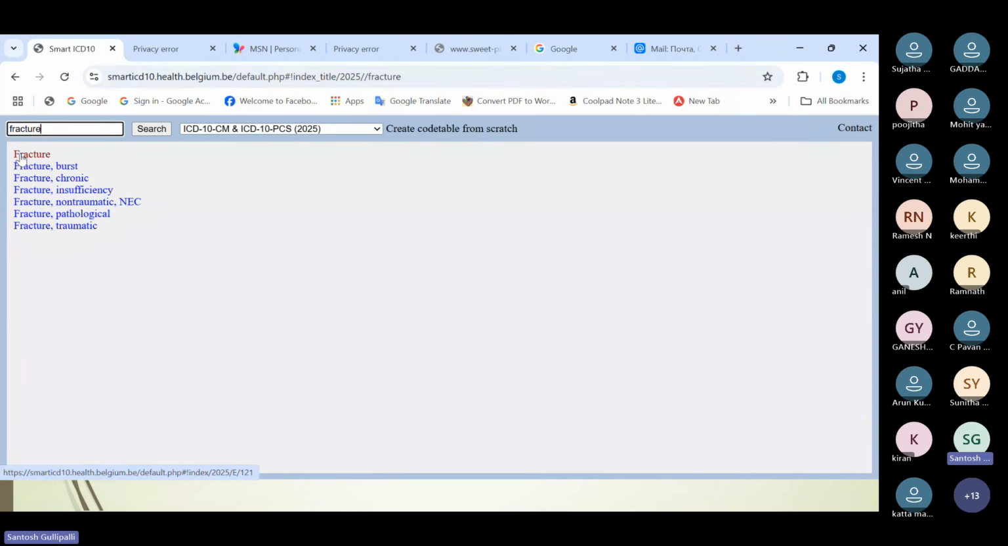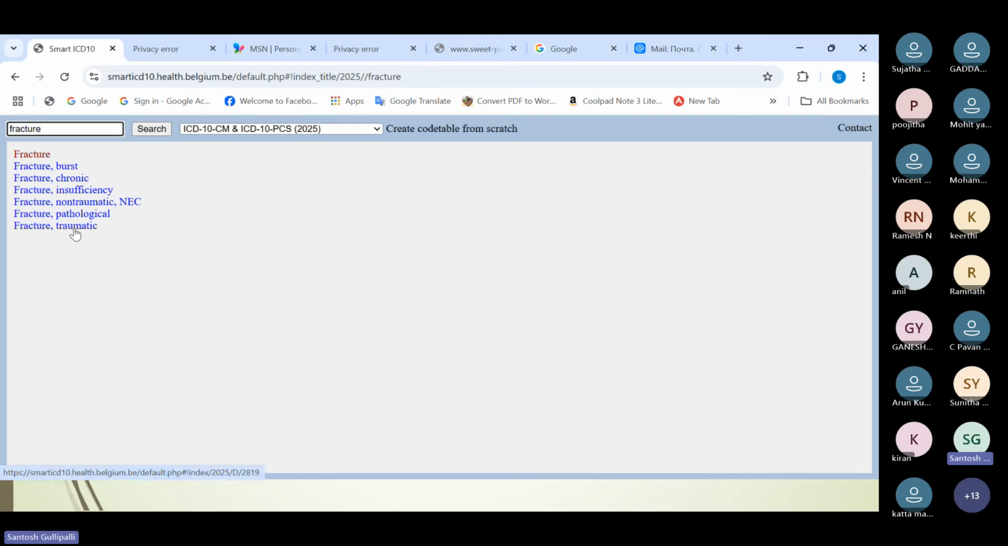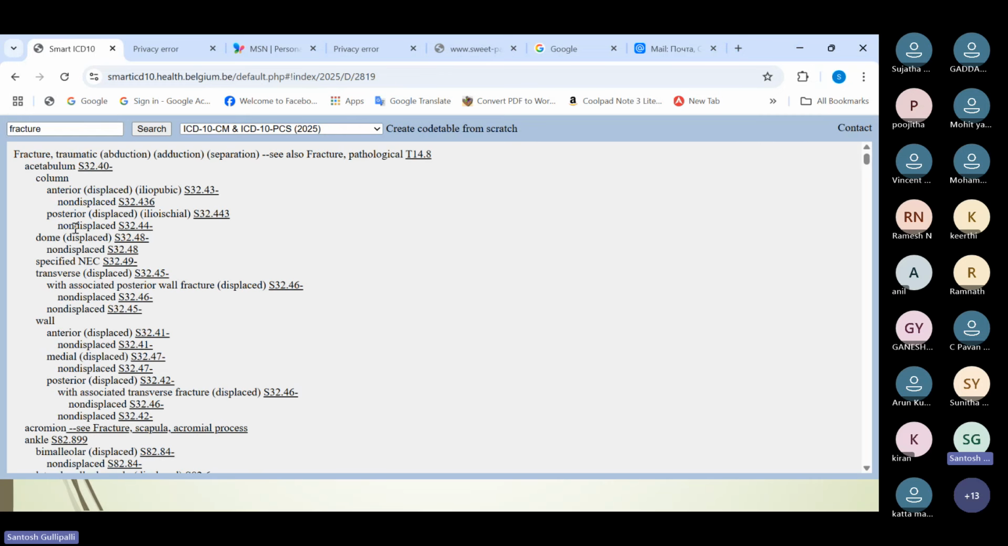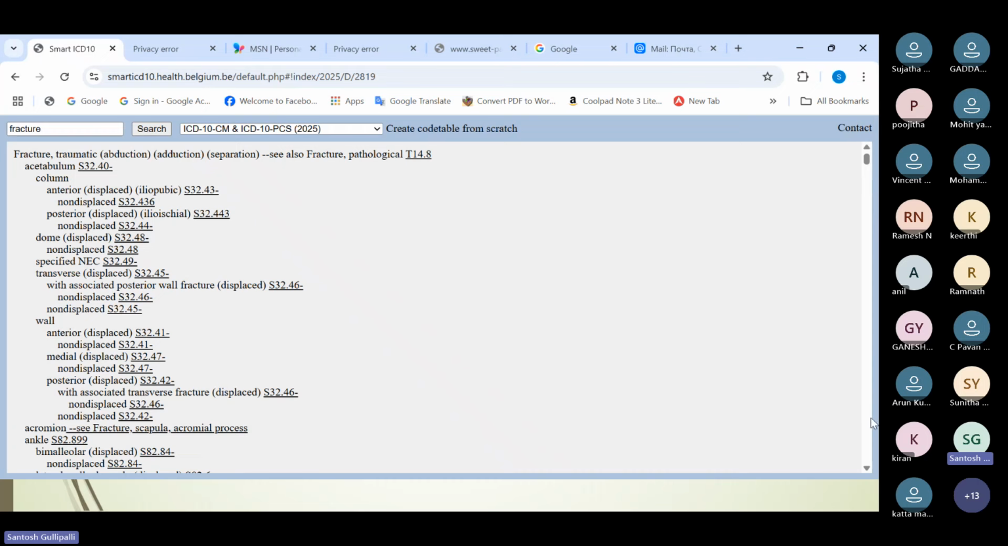In the index, under fracture, there are many types: burst fracture, chronic fracture, insufficiency fracture, non-traumatic fracture, pathological fracture, traumatic fracture. In this example I gave traumatic fracture, so you consider fracture, traumatic. Then what is the site of the fracture? Cervical. Go to cervical.